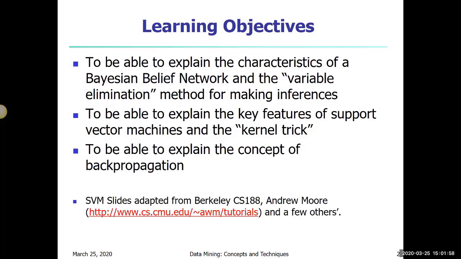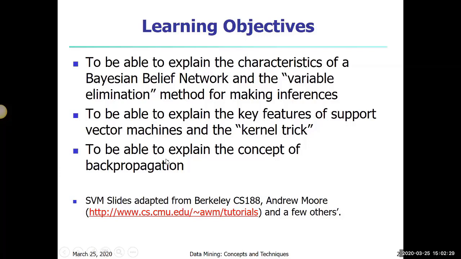So, learning objectives. For Bayesian belief networks, the key idea is to know that this network allows you to make any inference. The key technical challenge is how to make inference efficiently. For support vector machines, the key idea is to understand the kernel trick. And this kernel is different from kernel density estimation, so don't get them confused.